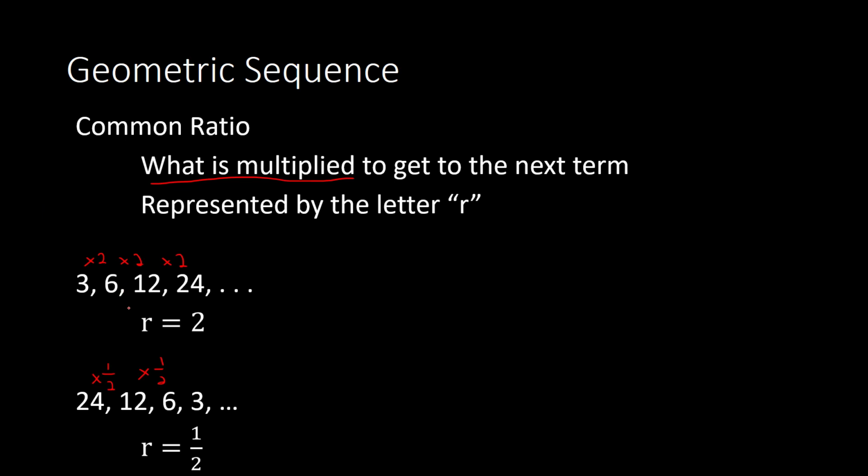There are times when the ratio might not be as obvious as it is here. So a way to find the common ratio, if you can't tell right away, is we just take a number and divide it by the number before it. So if I take 6 divided by 3, notice I'm going to get a 2. Or I could take 12 divided by 6. Either way, I get a 2. Same thing down here, 12 divided by 24 would give me 1/2. 6 divided by 12 gives me 1/2, or 3 divided by 6 would also give me 1/2.